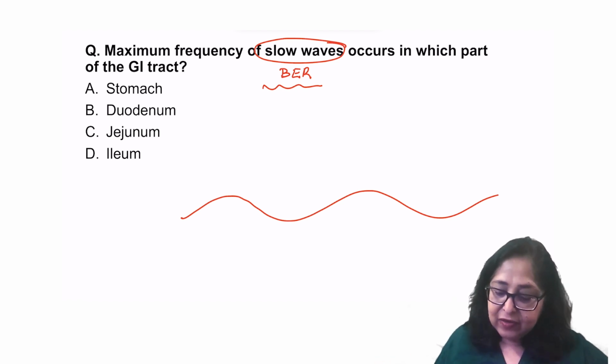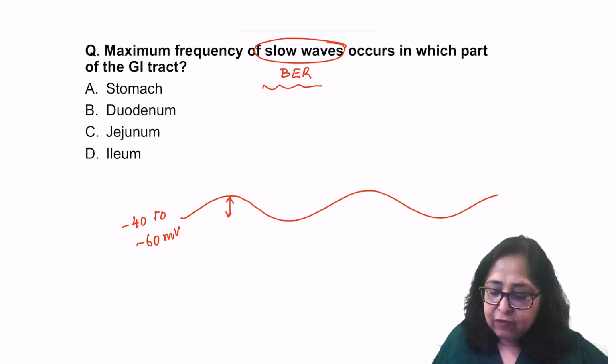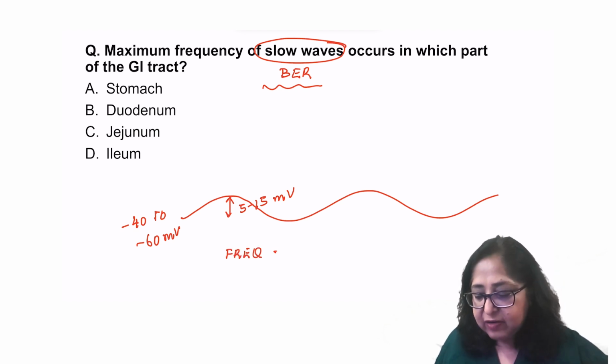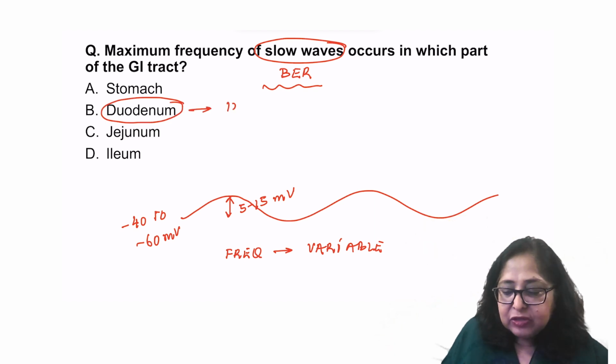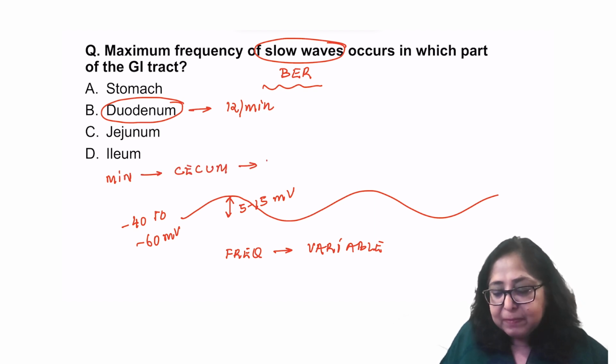And this variation in the membrane potential is generally between minus 40 to minus 60 millivolts, or some books say minus 45 to minus 65 millivolts. The amplitude of the waves is 5 to 15 millivolts, and the frequency of these waves is variable in different parts of the GI tract. The maximum frequency will be in the duodenum, which is about 12 per minute, and the minimum frequency is in the cecum, which is 2 per minute.